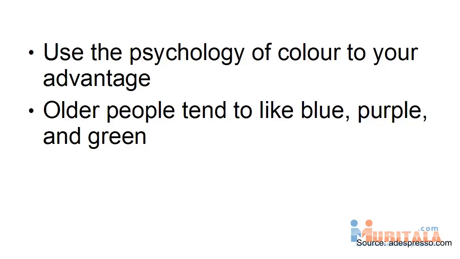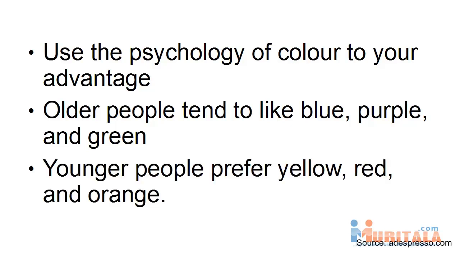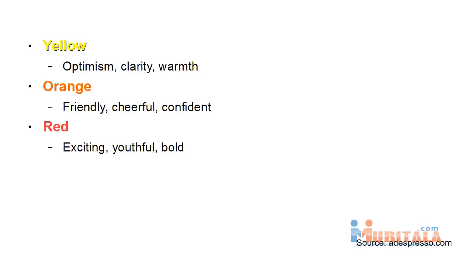Studies have proven that older people tend to like blue, purple and green, whereas younger people prefer yellow, red and orange. So you can build this sort of thing into your advertisement. In fact, you can take it a step further because different colors tend to relate to different things. For example, yellow tends to convey optimism, clarity and warmth. Orange is considered friendly, cheerful and confident. Red is exciting, youthful and bold.